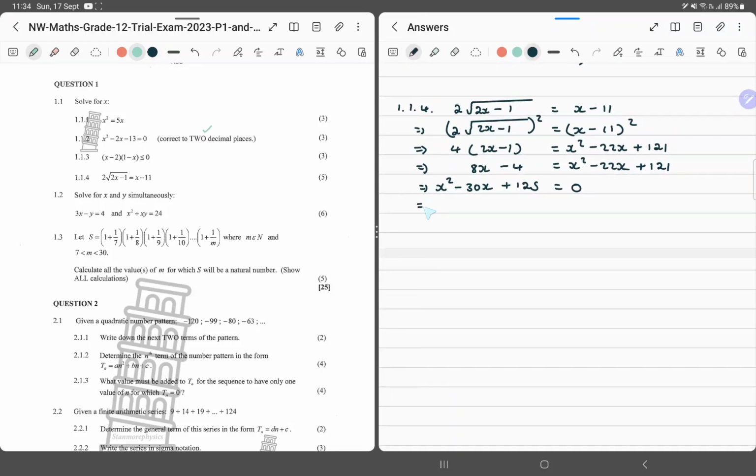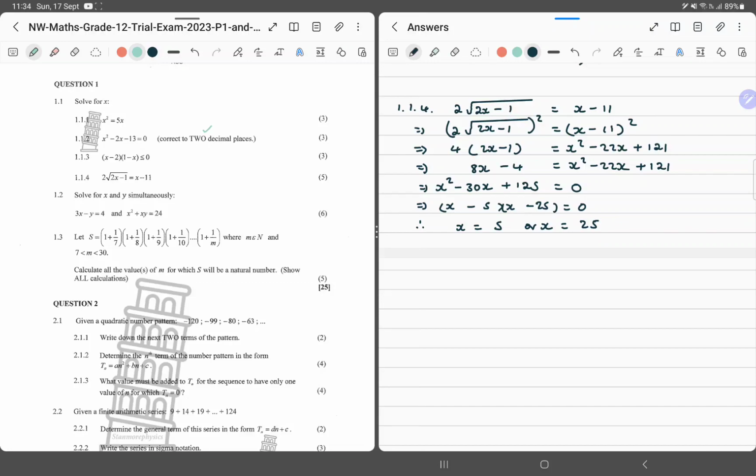Now, we can factorize this business right here using our grade 10 technique, which is very important to learn. So the brackets are both negative. 125 is basically 25 times 5. And minus 5 minus 25 gives us minus 30. So we can see that x is going to be either a 5 or x is going to be 25.